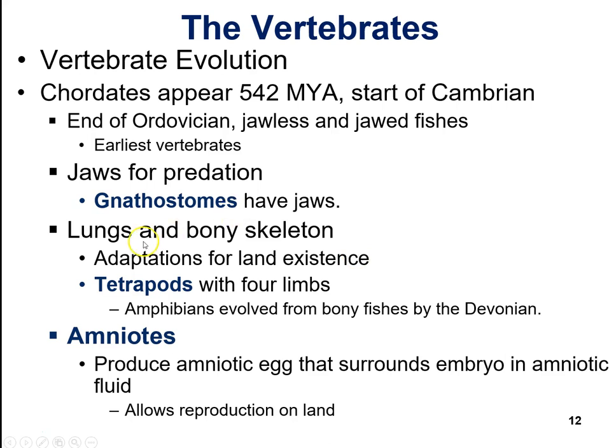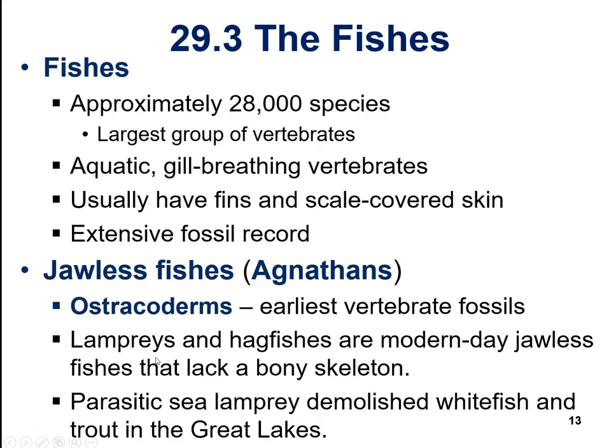Then you also have other types of fishes that have lungs and bony skeleton, and these are more adapted for land existence. You start to see some tetrapods here, and it's believed that these amphibians evolved from these bony fishes. So we're talking about how we got vertebrates in terms of their evolution, with some aquatic vertebrates and also some terrestrial. Then amniotes produce an amniotic egg, and we'll talk more about them in a little while.